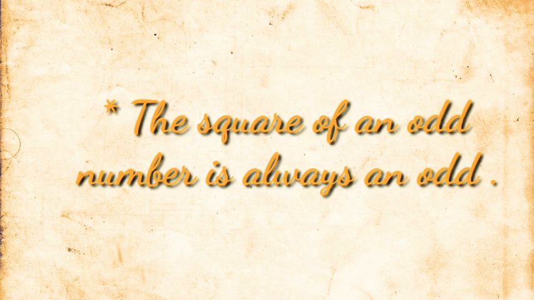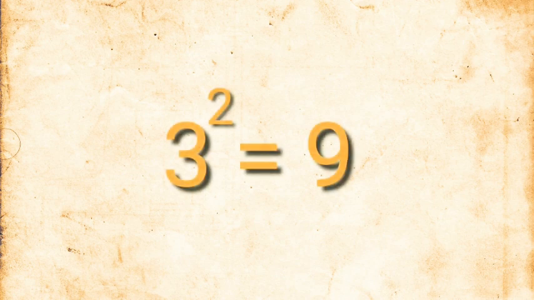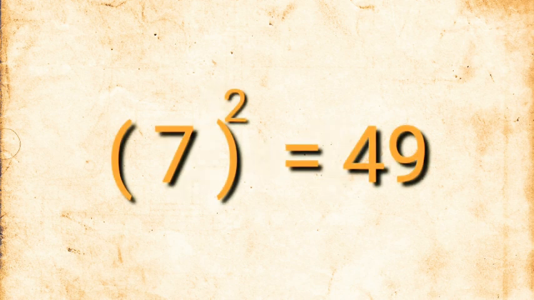Next property, that is, the square of an odd number is always an odd number. When you square any odd number, the answer you get will also be an odd number. Like 3 square is 9, 3 is an odd number, and the answer which you got is also an odd number. Similarly, 7 square equals 49, 7 is also an odd number and 49 is also an odd number.